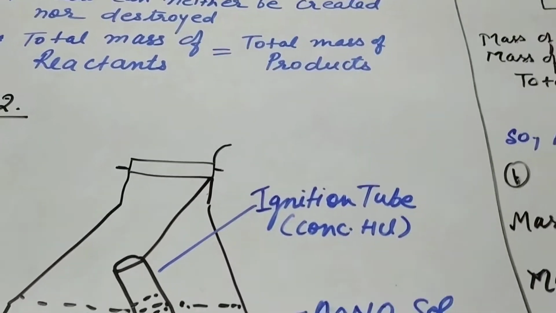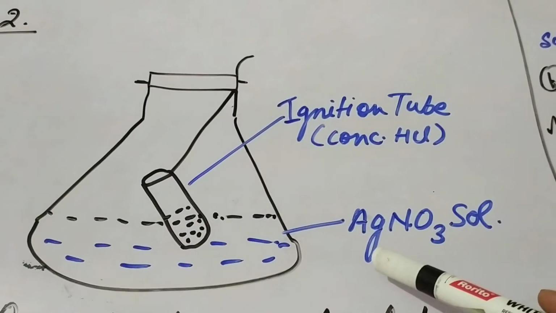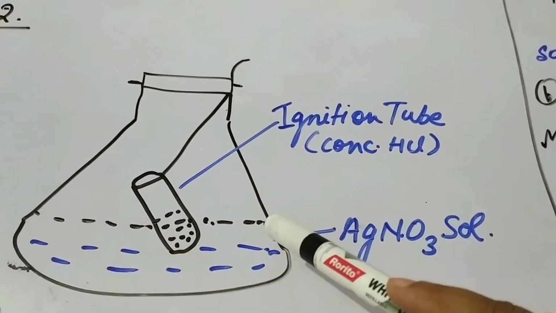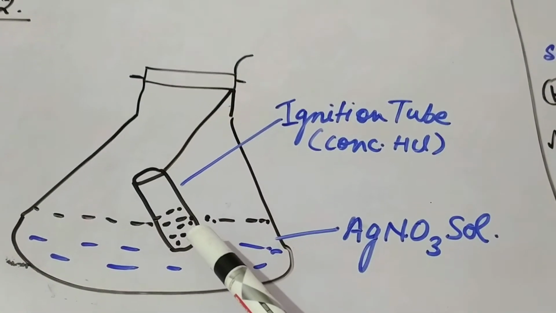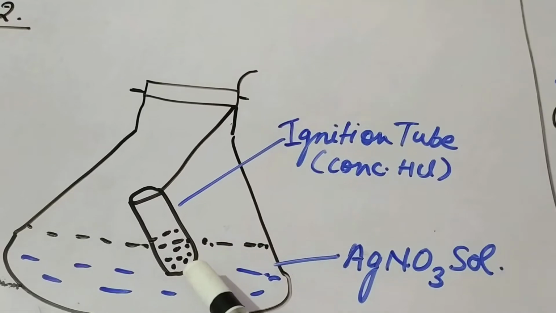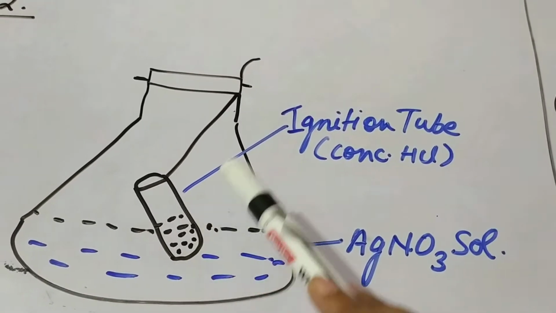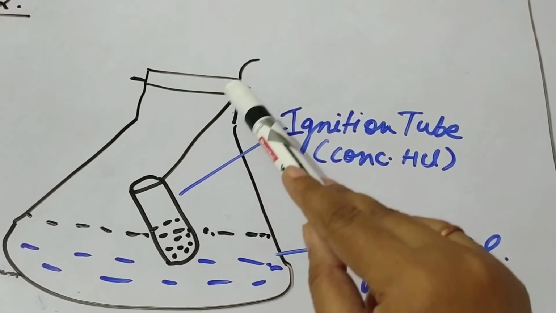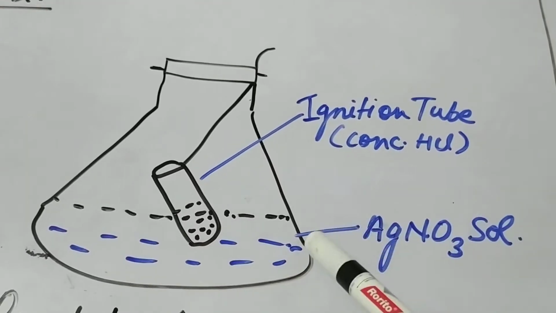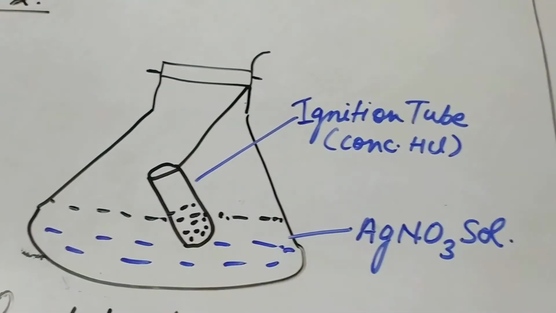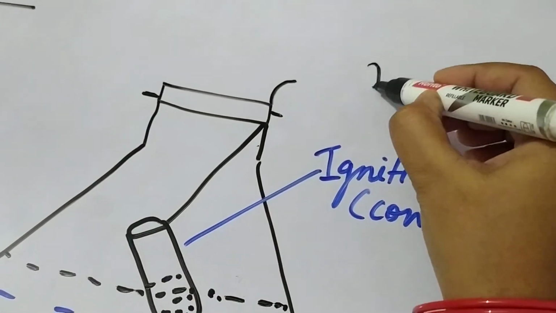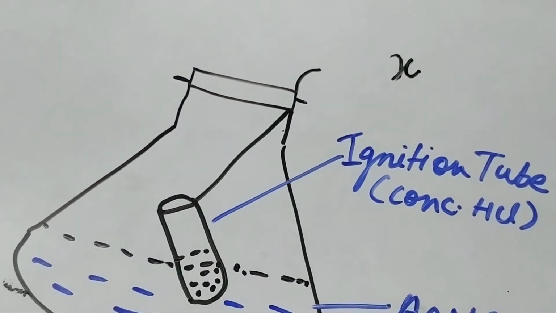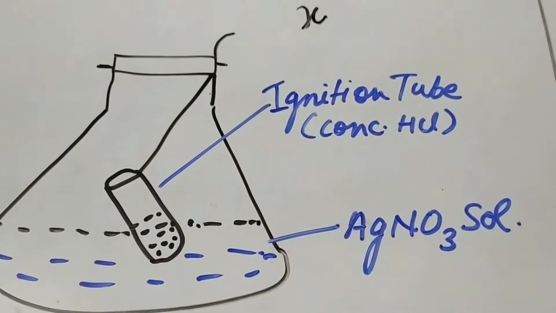Now in your books there is an experiment given to prove this law. This is a conical flask in which we have taken a silver nitrate solution, and this is an ignition tube which contains concentrated HCl solution which is hung with the help of a string through this rubber cork. And now we will weigh this apparatus, and suppose the weight of this apparatus comes out to be X. We are taking it as X before the experiment is conducted.